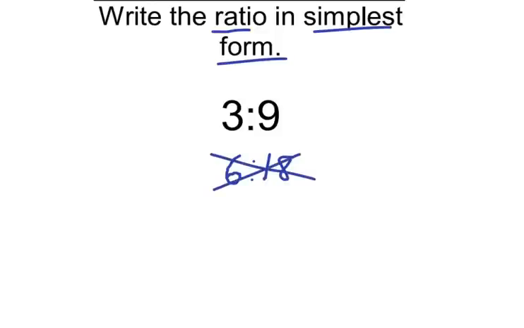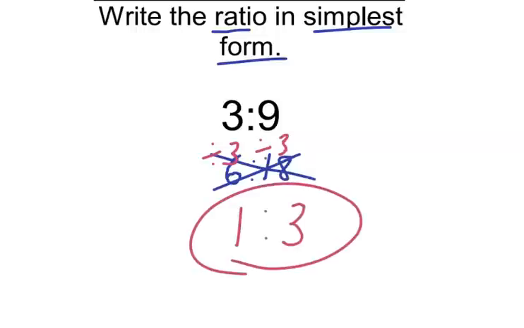We don't want to go higher. We don't want to scale it up. We want to scale it down. So instead of multiplying something into 3 and 9, we're going to divide something into 3 and 9. So what is the biggest number we can divide into both 3 and 9? Well, the number 3, right? So 3 divided by 3 gives us 1. And 9 divided by 3 gives us 3. There's really no way to simplify it any further than that, so the ratio in simplest form is 1 to 3.